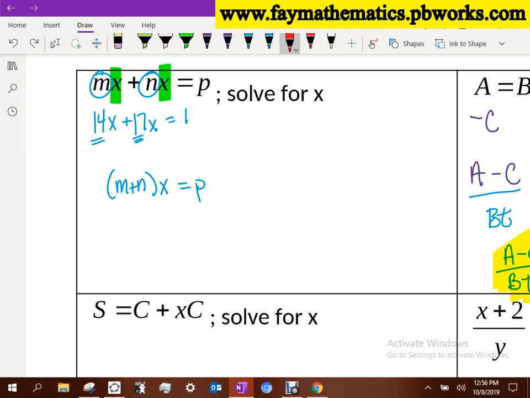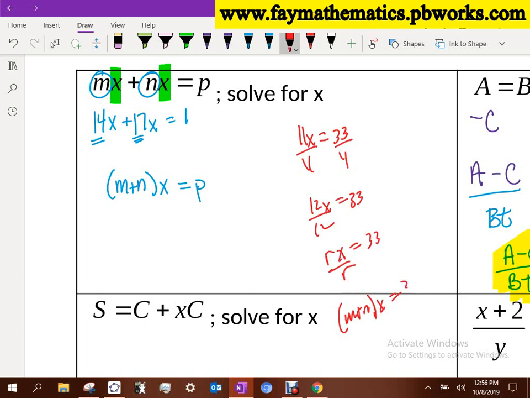What would you do to both sides to solve for x? You would divide by 11, right? So remember, this is just a number. If it was 11x equals, let's say, 33, you would divide both sides by 11, right? If it was 12x equals 33, what are you going to divide both sides by? 12. If it was r times x, what would you divide both sides by? r. Now, if it's m plus n times x, what are you going to divide both sides by? m plus n. Whatever that is, it's a coefficient, right? That's playing the role of our coefficient. So divide both sides by that.